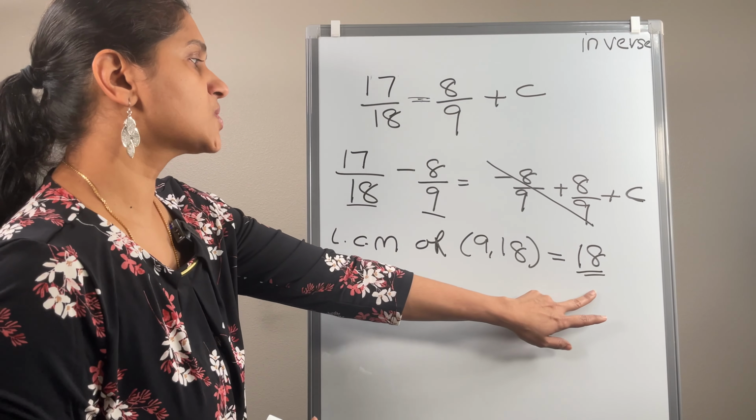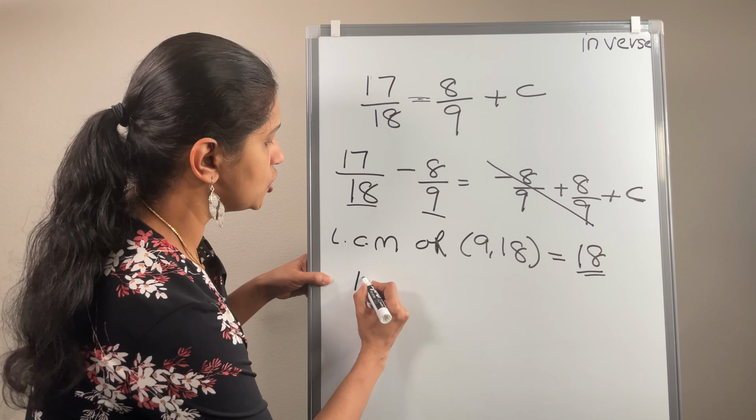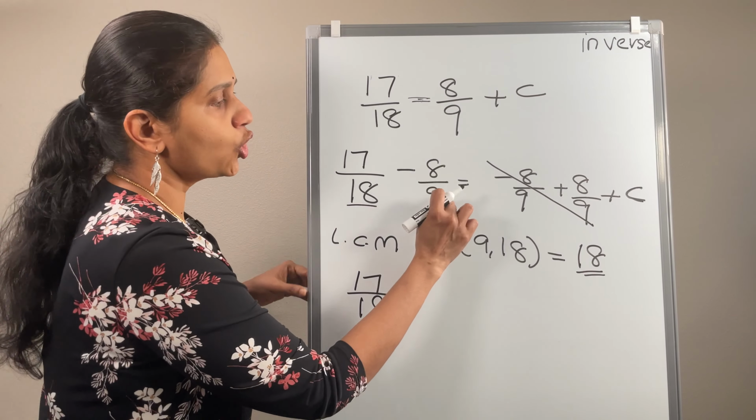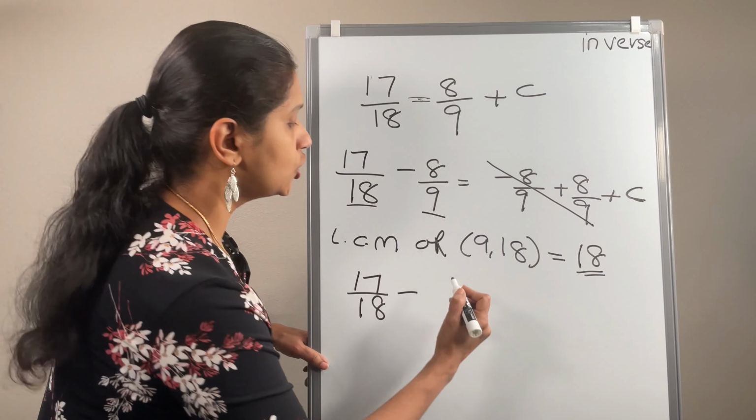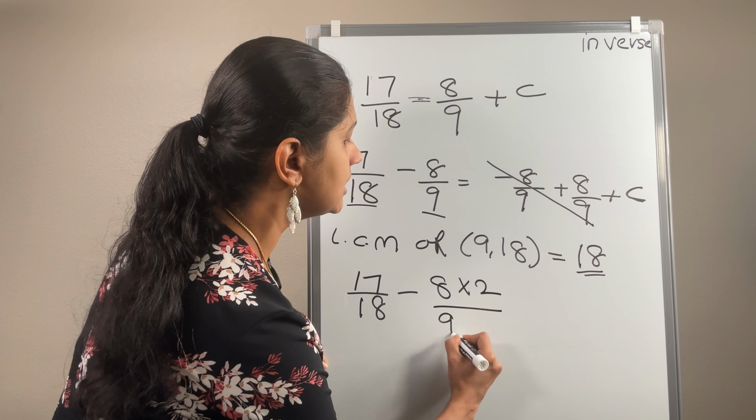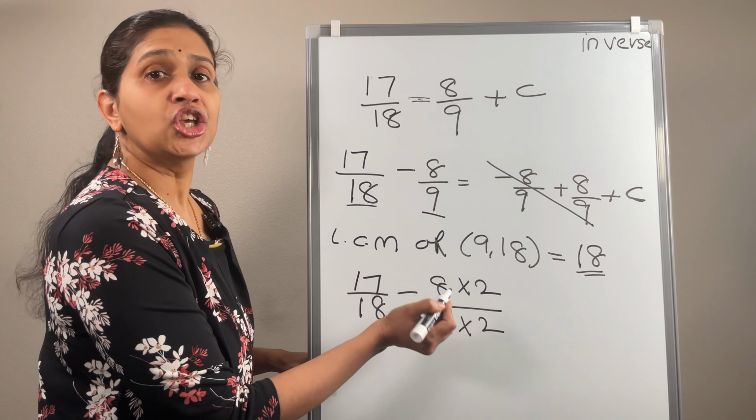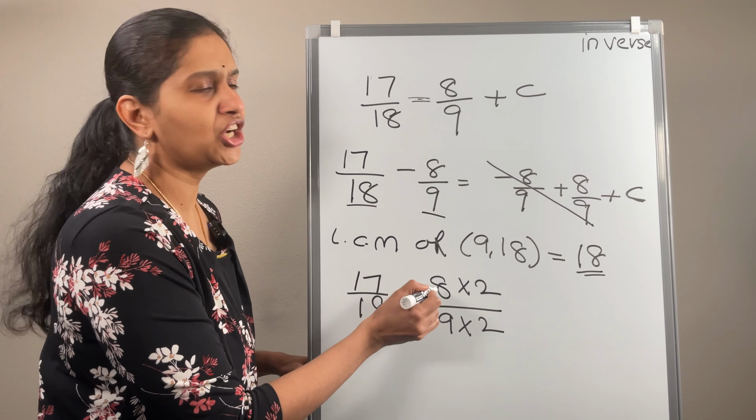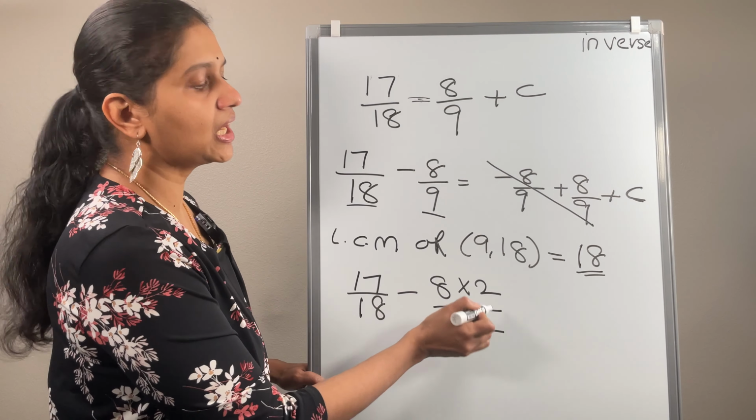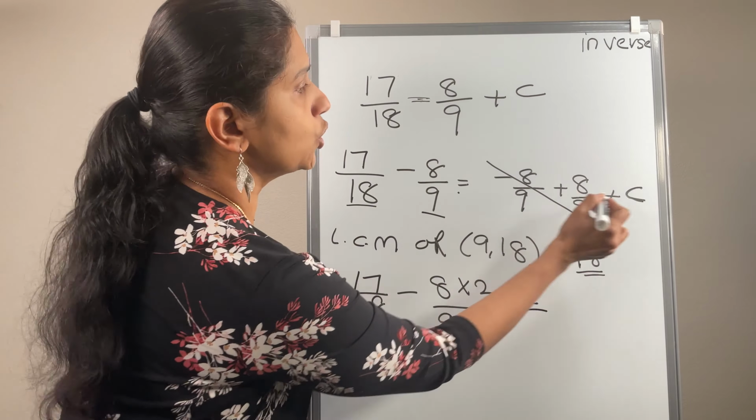So here the LCM is going to be 18. Now let us make them like denominators. It is going to be 17 by 18 minus. To make this 9 into 18, you have to multiply it by 2, 9 times 2. When you multiply a number in the denominator, you have to multiply the numerator also by the same number. So I am multiplying both numerator and denominator by 2. That is going to be equal to c.